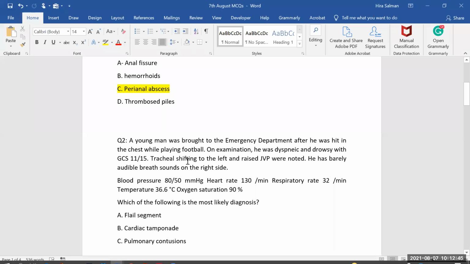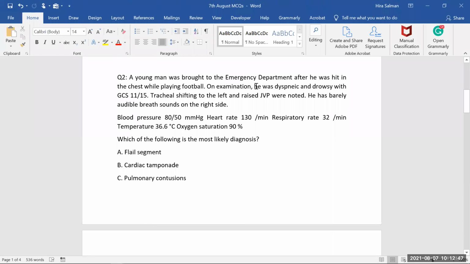So if we go back to the question and see here, a young man was brought to the emergency department after he was hit in the chest while playing football. Now you have a traumatic history because the football actually hit the chest wall. On examination, he was dyspneic. Dyspneic means he is having chest pain, and drowsy with GCS 11/15. So his Glasgow Coma Scale, showing he's oriented to time, place, and person, is also decreased. Of course, it's not very much decreased. If it's between 7 and 8, we have to intubate the patient, but it's not like that. Still, he's drowsy, and 11/15 is the score.